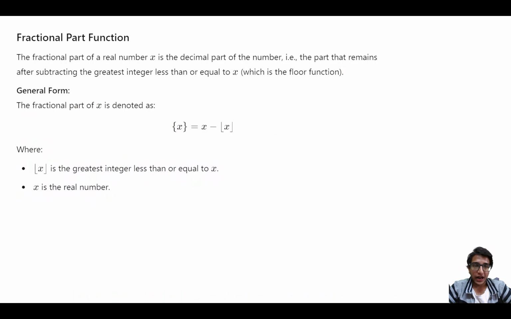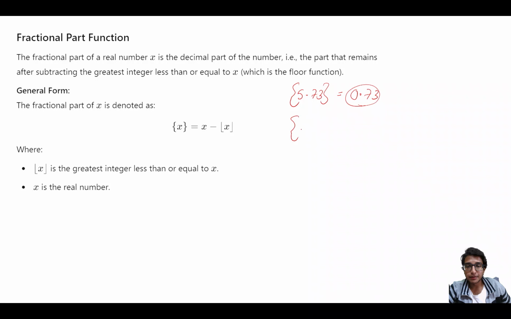Now talking about the fractional part function. For the greatest integer function, whatever value we had of x, we used to take only the integer portion of that. Now for the fractional part function, we take only the fractional part of it. So the fractional part of x can be written as x minus bracketed x. Let's say I have the fractional part of 5.73. What would it become? It would simply become 0.73. So this is my fractional part.